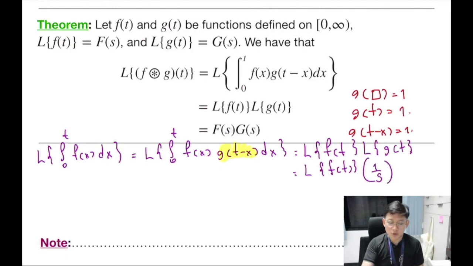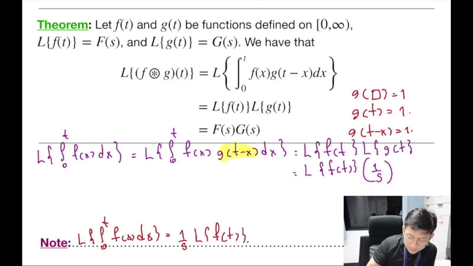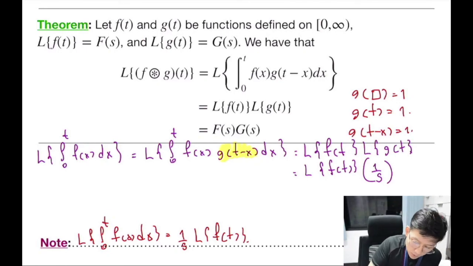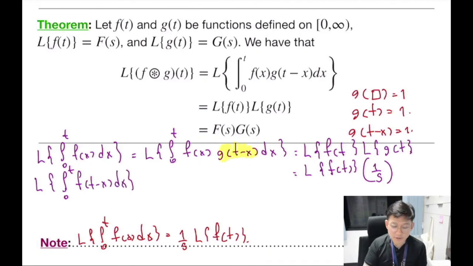Okay, so you have the formula: the Laplace transform of the integral from 0 to t of f(x) dx is 1 over s times the Laplace transform of f(t). That's a good formula. And similarly, if you want to find the Laplace transform of the integral from 0 to t of f(t minus x) dx, it's the same, guys.